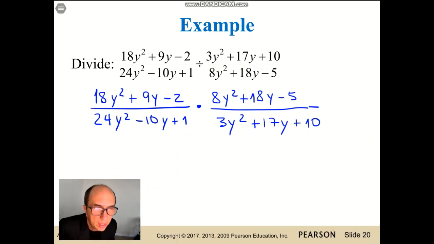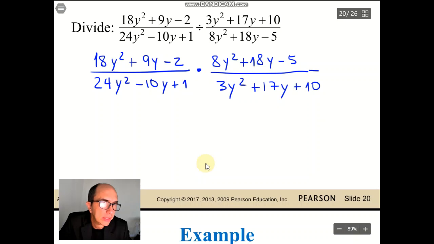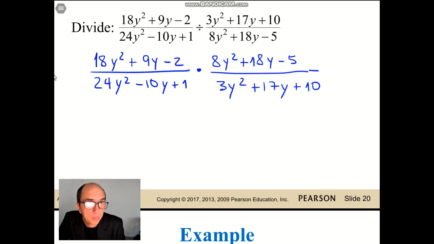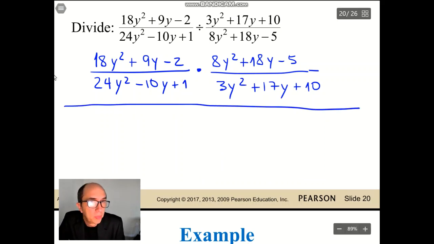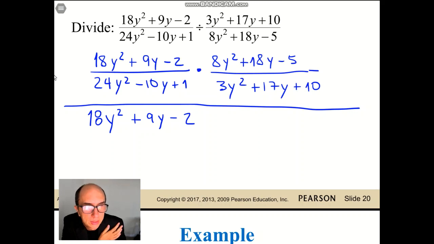And we have to find out how to factor out these expressions. I'm going to show you how to factor this kind of polynomial, let's say the quadratic expressions here. Let's take this example: 18y squared plus 9y minus 2. Okay, and let's see how to factor this out.